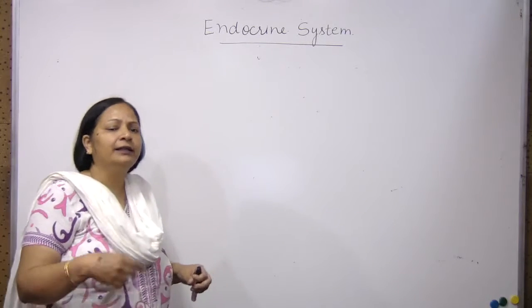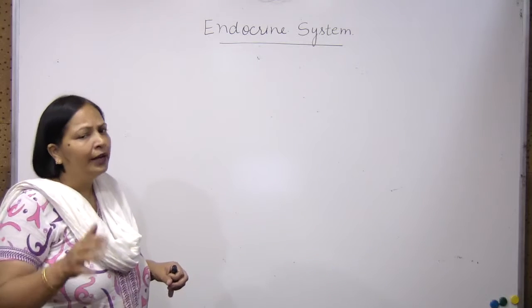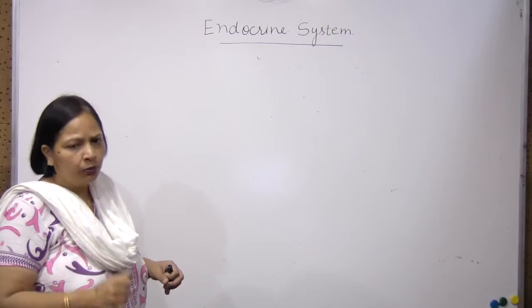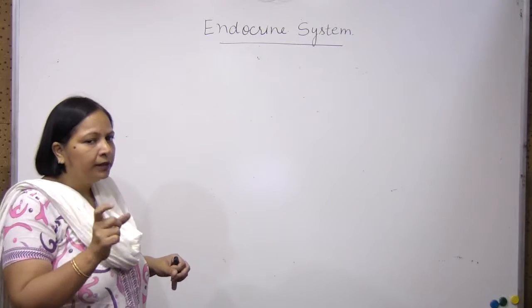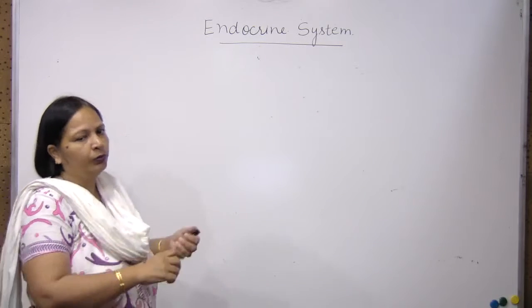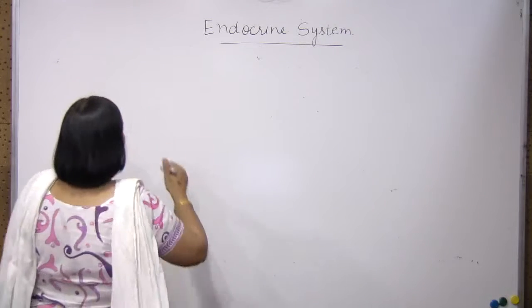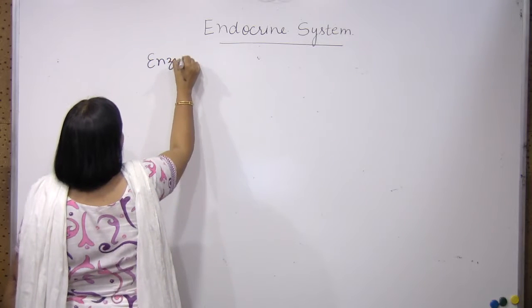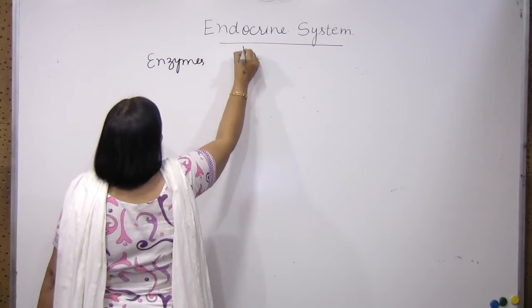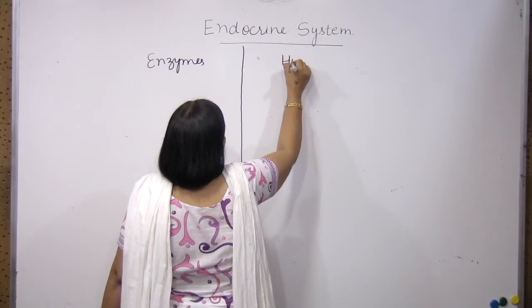Exocrine glands secrete enzymes, mucus, watery fluid, ions and many other things. But the main secretion of exocrine glands is enzymes. So what are enzymes, and what are hormones?